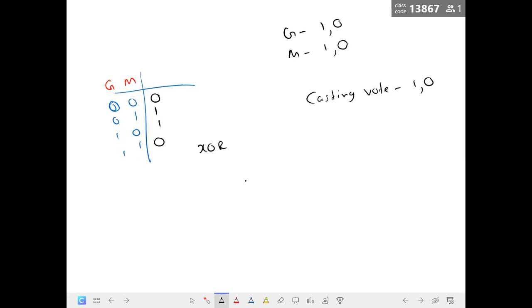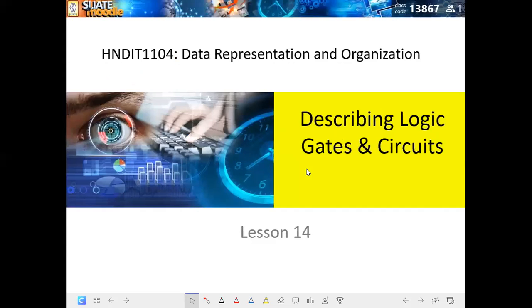So now you know, by seeing the pattern, you can select the corresponding logic gate. Okay, then come back to the lesson.